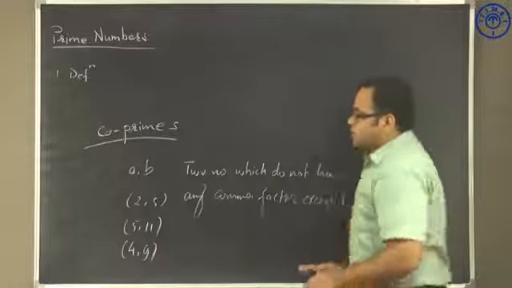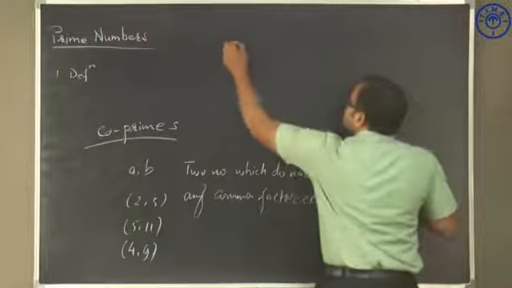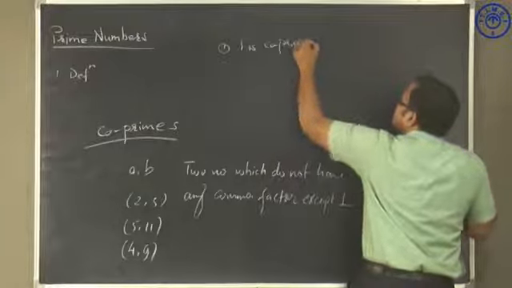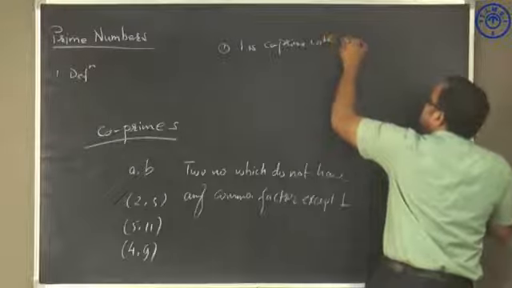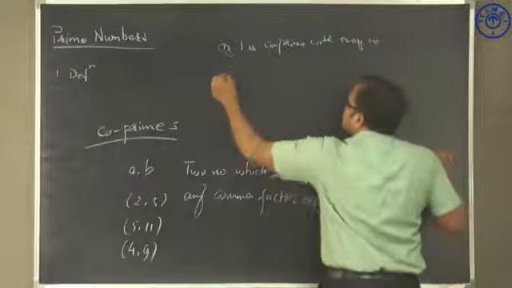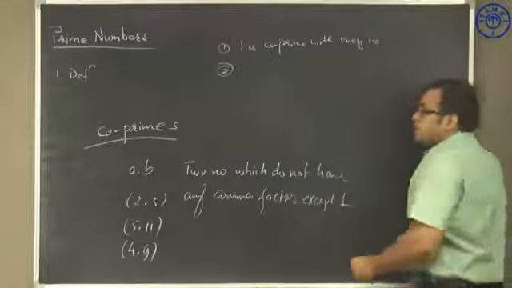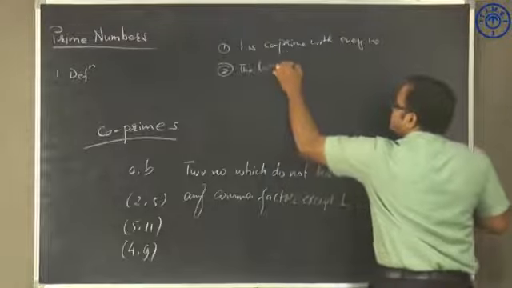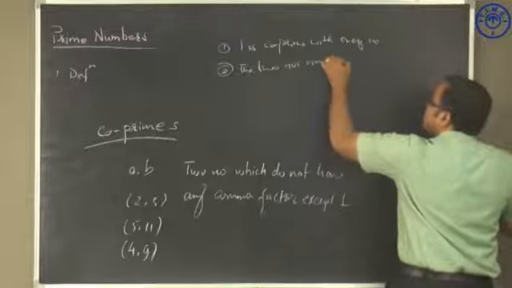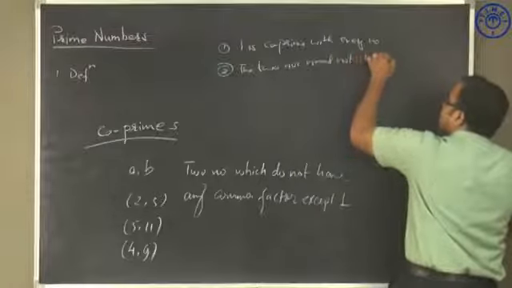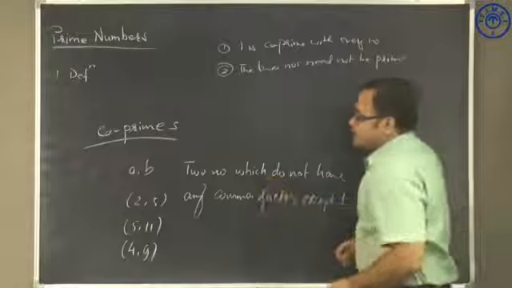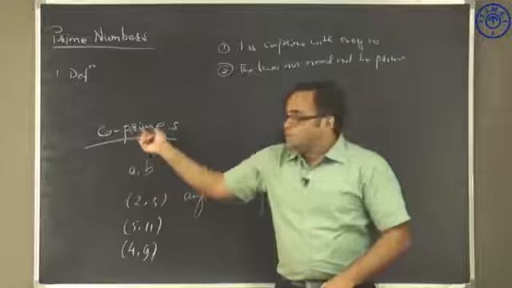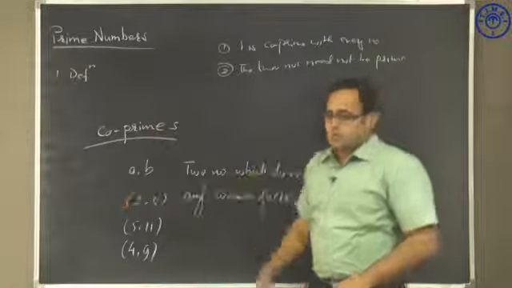A couple of very important concepts with regard to co-primes. Number one, 1 is co-prime with every other number. Number two, the two numbers that I am looking at need not be prime, which is why I said that co-primes are related to primes only in so much as they share the term prime, otherwise they have nothing to do with prime numbers.